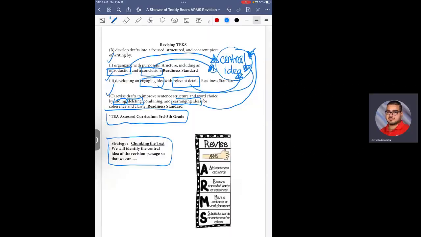I'm going to summarize our learning today. What we basically did is we used the chunking text strategy to help identify a central idea, which is going to help us with our 3 revising TEKS. And we also applied our A.R.M.S strategy to one of our questions.